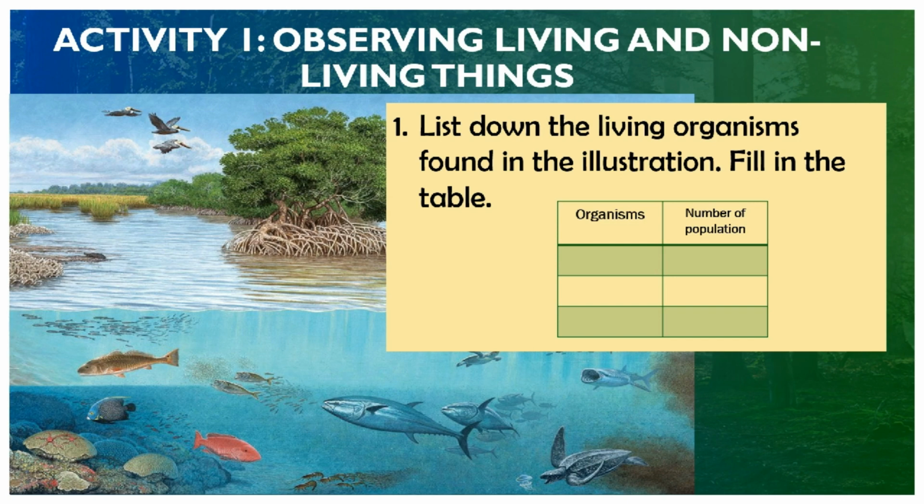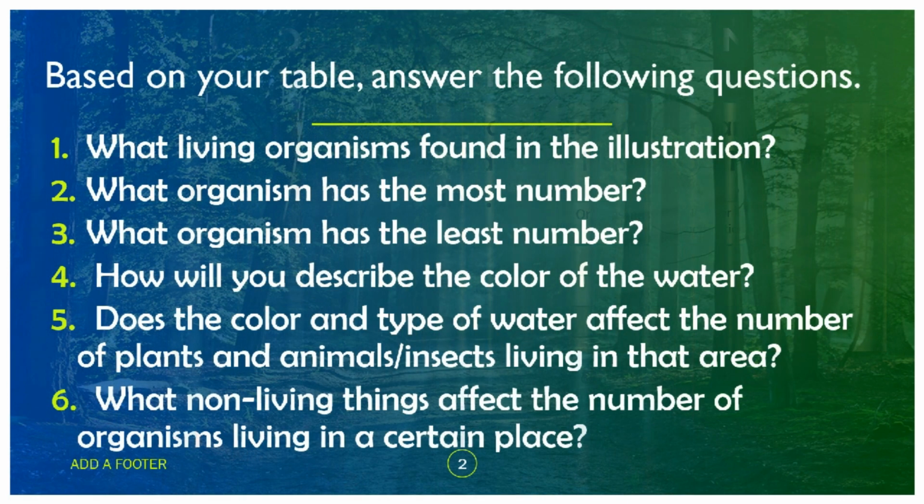Okay, so are you done with your identifications of the living things? Now let's go to the questions. Number 1 question is, what living organisms found in that illustration? Okay, very good. So those are the living organisms that you found in the illustration. Okay, number 2 question. What organism has the most number? Okay, very good. The organism that has the most number is the fish.